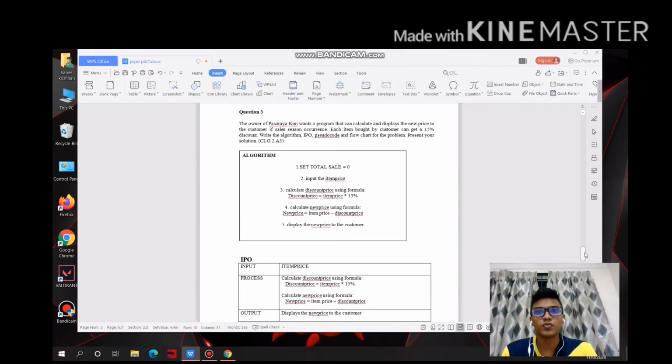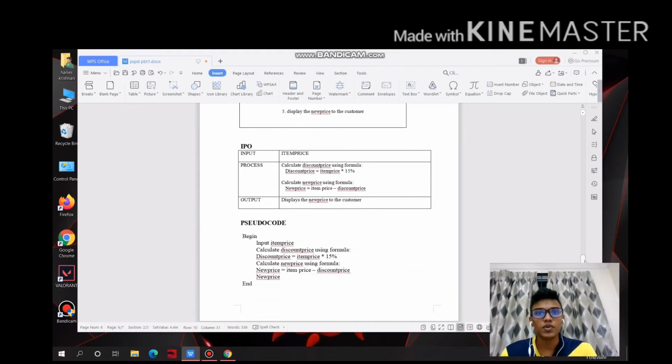So for the algorithm, we need to set total sales to 0 first, and then we need to input the item price, and then we need to calculate discount price using the formula discount price equals item price times 15%, and then we need to calculate new price using the formula new price equals item price minus discount price, and then we need to display the new price to the customer.